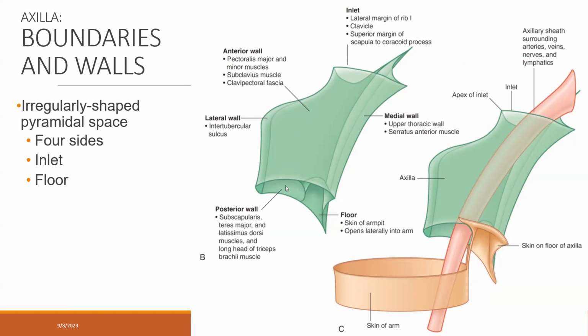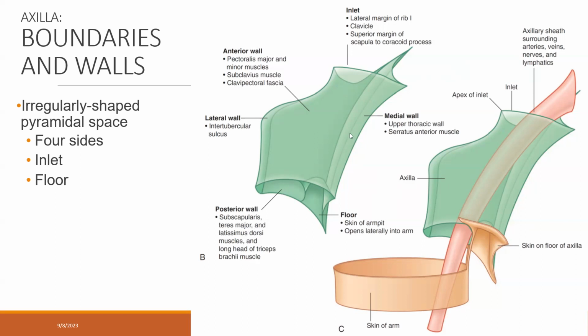For the posterior wall right here, you have the muscles that are anterior to the scapula. Like, for example, the subscapularis muscle. Remember the subscapularis muscle, along with the supraspinatus, infraspinatus, and teres minor, will make up what is known as the rotator cuff. And this is a very, very important structure, so you need to know it. Okay, so subscapularis, teres major, as well as the latissimus dorsi muscle and the long head of the triceps brachii muscle, those are going to be components that make up the posterior wall.